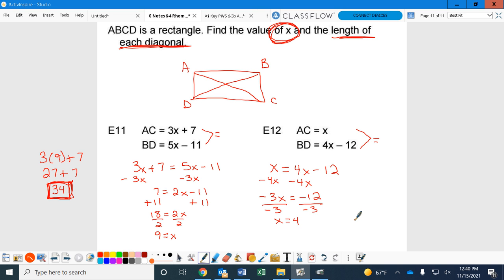Perfect. Now, this is the second reason I did it. It's really strange because, guys, if x equals 4, then the diagonal is also going to be 4 because it's just x. So it's the same answer both times. The diagonal and x are the same thing. So I wanted you to see that does happen.